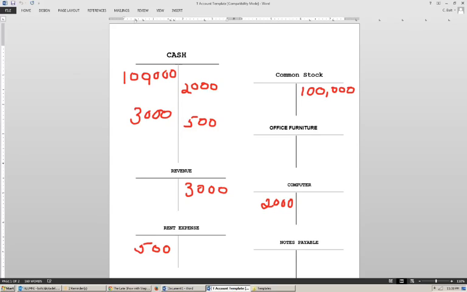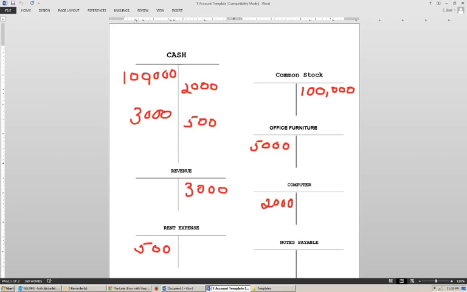Final transaction. Let's say that we buy some office furniture, and instead of paying for it, the store that we buy it from, let's say it's Staples or Office Depot, allows us to sign a note. So we borrow the money. So we get $5,000 worth of office furniture, and we own it.